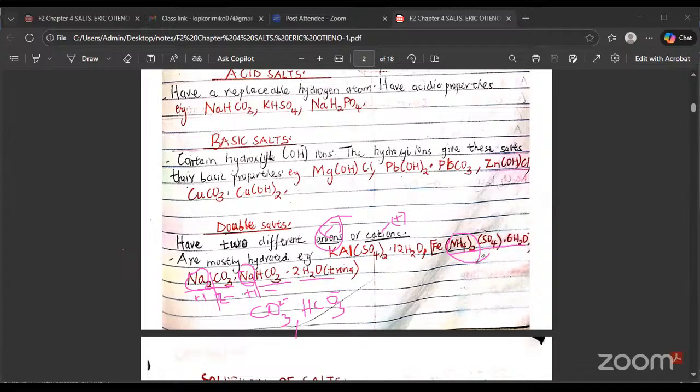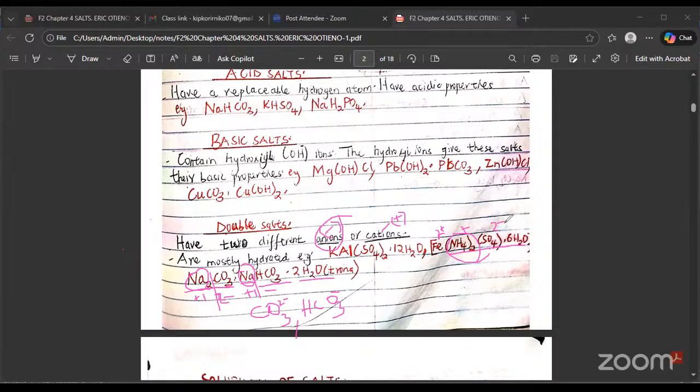I think that one will be handled in Form 4 again, so we don't have to touch on that one. So we have iron. It is iron 2, so it is 2 positive. Ammonium is positive. So we have 2 positive. And then, of course, the sulfate is 2 negative. So we have 2 positive cations. That is why it becomes a double salt.